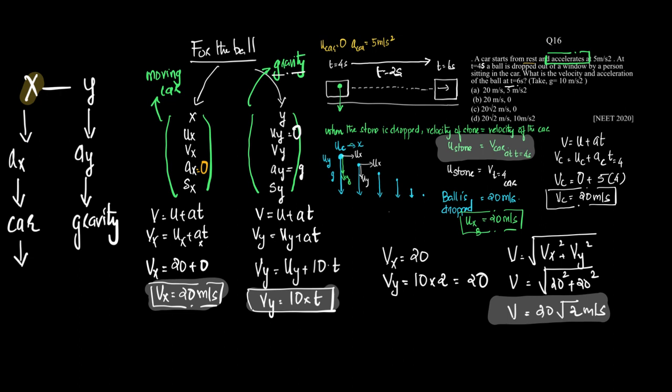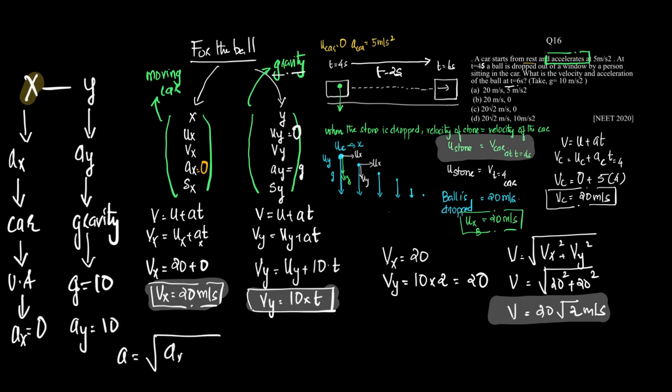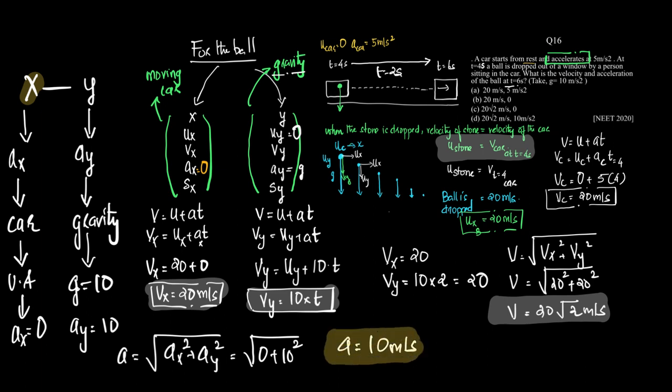Now, since the car is moving with uniform velocity, we can say that ax is equal to 0. And since the object is moving with acceleration equal to g, which is 10 meter per second squared, we can say that ay is equal to 10 meter per second squared. What is the net acceleration? A is equal to root of ax square plus ay square, which is equal to root of 0 square plus 10 square, and therefore A is equal to 10 meter per second squared, which gives us the correct option as 20 root 2 and 10, which is option D.